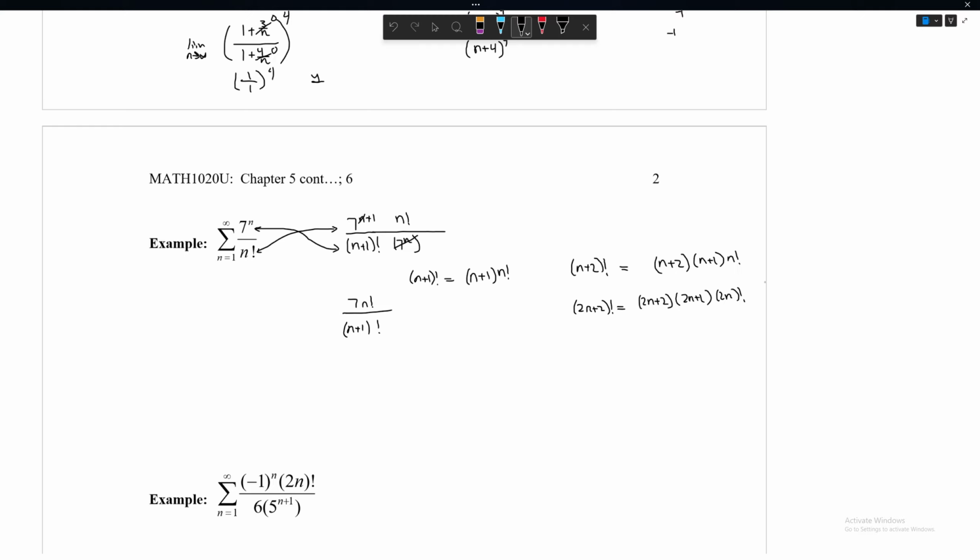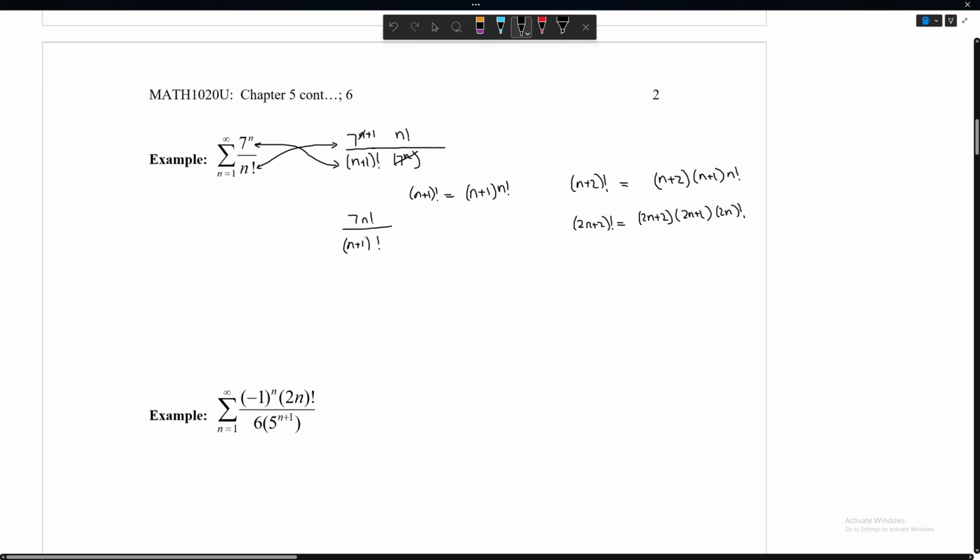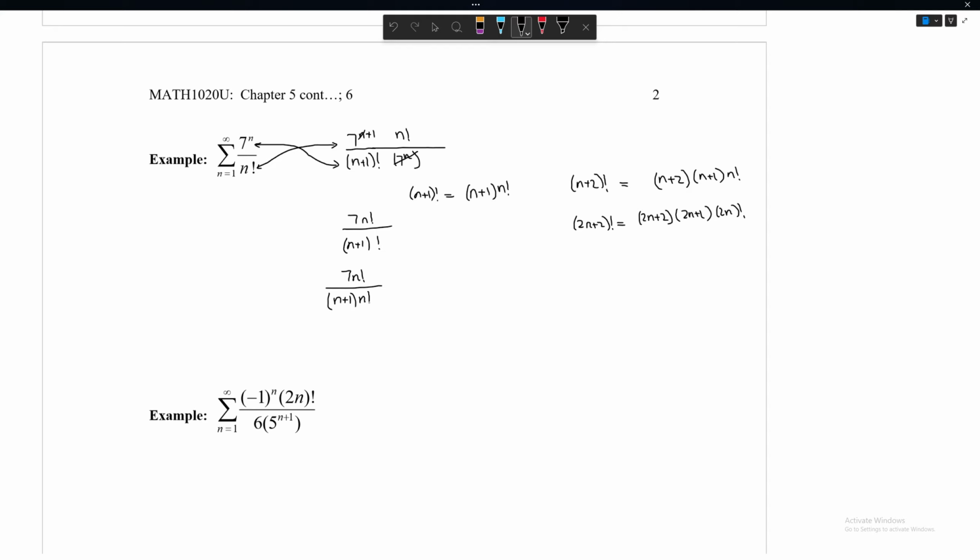All right? And so I can basically take this and rewrite it as 7 times n factorial all over (n plus 1) times n factorial. And now these two cancel out. I'll get 7 over n plus 1. Now I still got to take my limit, right? And so when I take my limit here, my denominator, well, this whole thing, I got 7 over infinity.